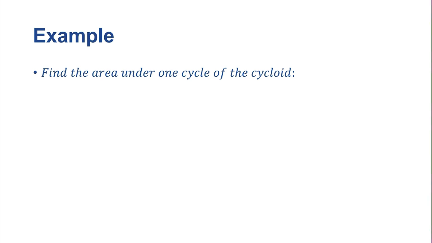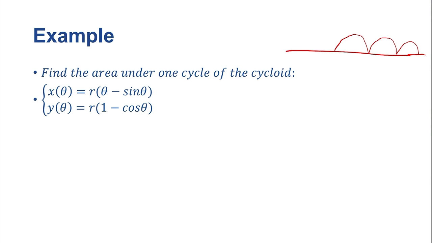So let's find the area under one cycle of the cycloid. So the cycloid is a parametric equation that looks kind of funky. It's like just a bunch of curves and a bunch of cycles. It's what the circle's perimeter traces out. If you put a point on the edge of a circle, that's what it traces out as it rolls along. Anyways, it's parameterized by this set of equations. x of theta is equal to r times theta minus sine of theta, and y of theta is equal to r times 1 minus cosine of theta.